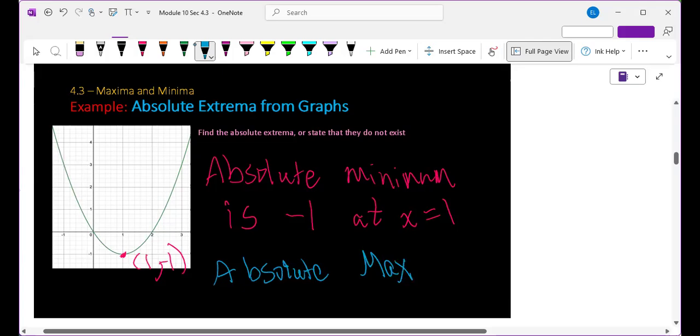Now, what about our absolute max? So if it's infinity, then we say there isn't a definitive value. I think of it like infinity isn't an actual number, it's an idea. So I can't have it as an answer to what's the absolute max value.